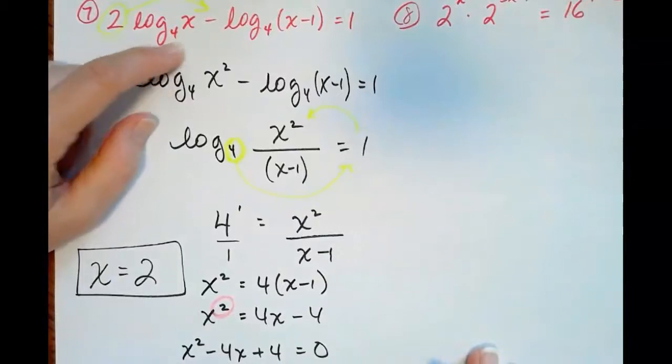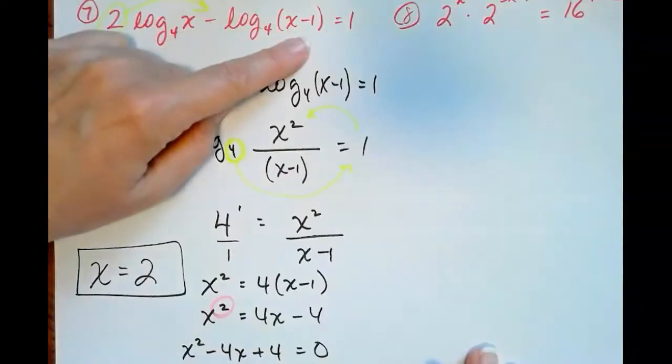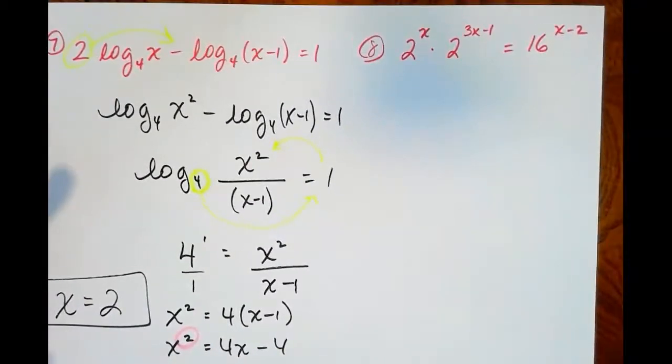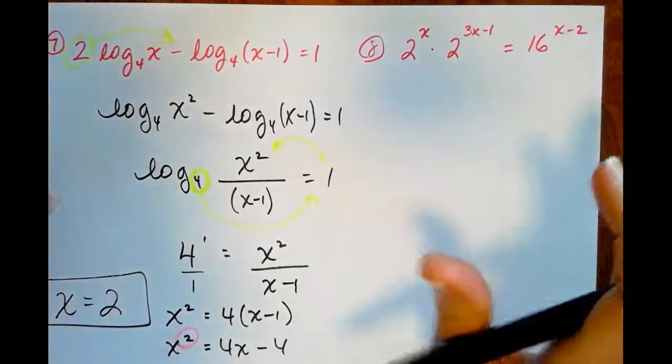4 to what power is 2? 4 to the 1/2 power is equal to 2. 2 minus 1 is 1. 4 to what power is equal to 1? 4 to the 0. So this is a valid answer. Last problem. Use some algebra here.